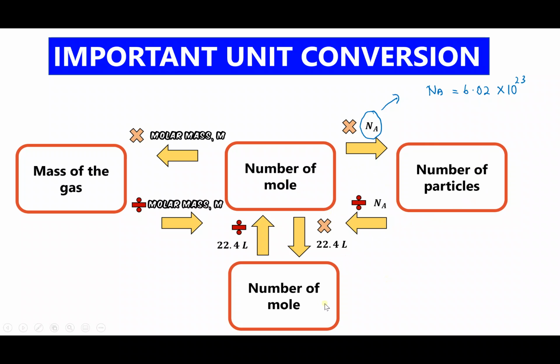Okay, here I made a mistake. This is not number of mole, so please correct it. Here should be volume of the gas. Apologize for my mistake. Volume of the gas. For example, if from number of mole you want to change to volume of the gas, you have to multiply with 22.4 liter or 22.4 dm cube. If from volume of the gas you want to go to number of mole, you have to divide by 22.4 liter.